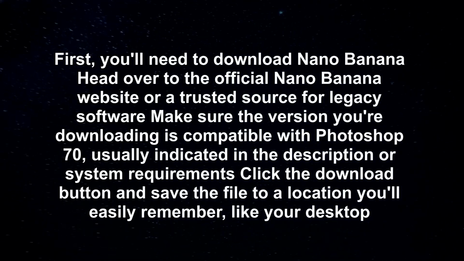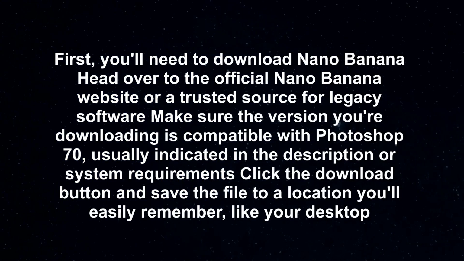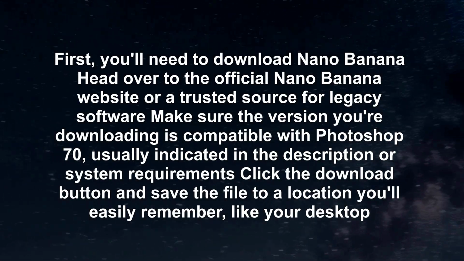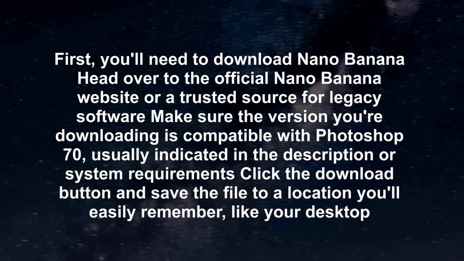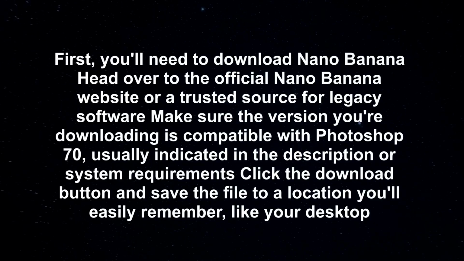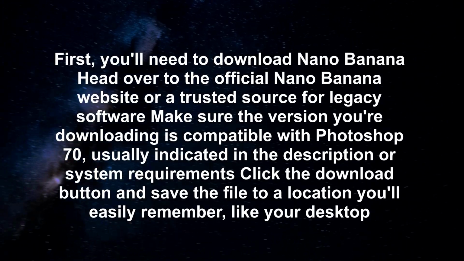Head over to the official Nano Banana website or a trusted source for legacy software. Make sure the version you're downloading is compatible with Photoshop 70, usually indicated in the description or system requirements. Click the download button and save the file to a location you'll easily remember, like your desktop.